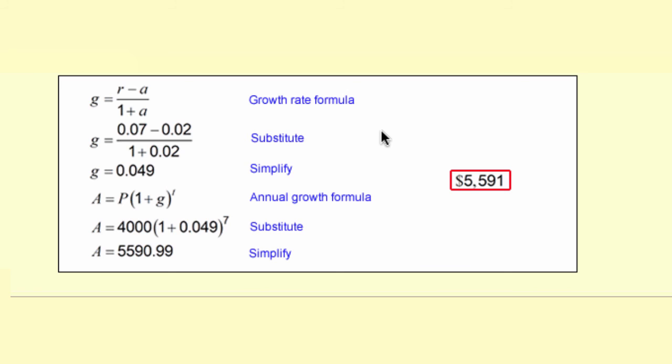So here's an example of investing $4,000 in a stock fund expected to have a 7% rate of return, and the inflation rate is going to be 2%. So the net interest rate turns out to be 0.049, just slightly less than 5%. When you put that in the formula for present value, you get $5,590.99. So the true return on the investment would be from $4,000 to $5,591, which is about $1,591. So that's what you're going to be doing in this lesson. That's the big picture.